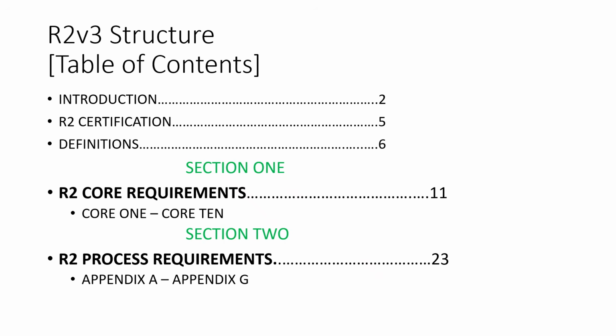All right, now we're getting into our actual requirements, or things that we will be audited against, starting with Section 1, the R2 requirements. These are going to be just like they sound: core requirements, requirements that will be applicable and required to be met by all R2 companies. There are a total of 10 core requirements, all of which we will briefly discuss in this video.